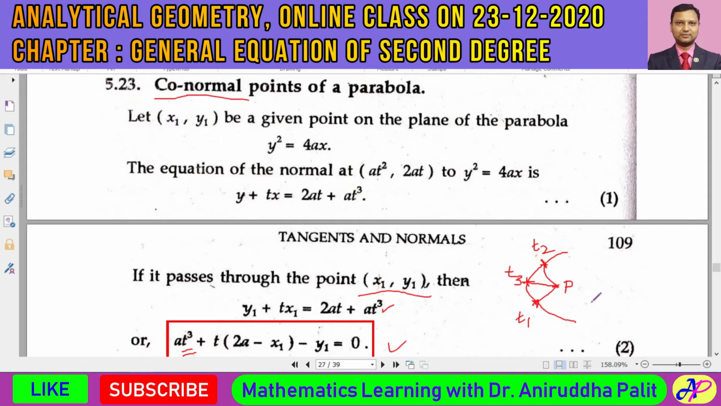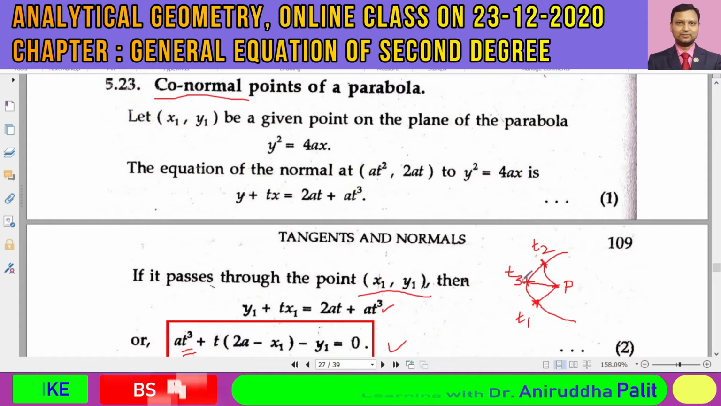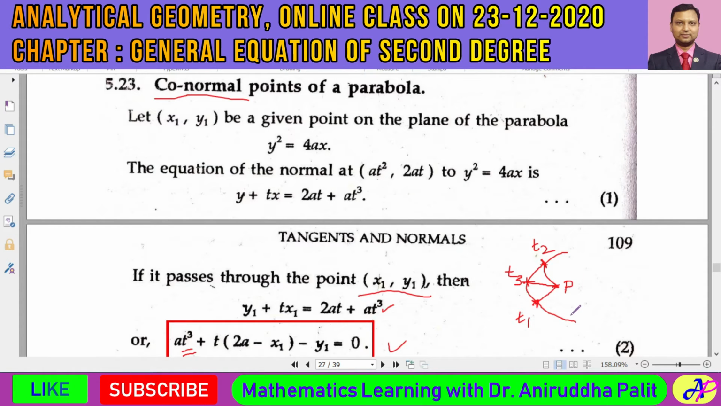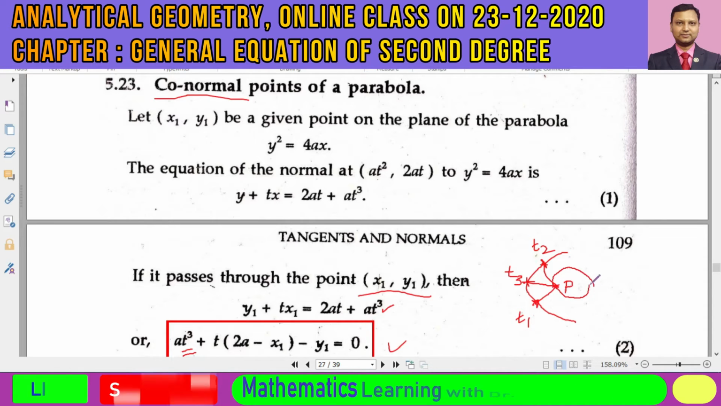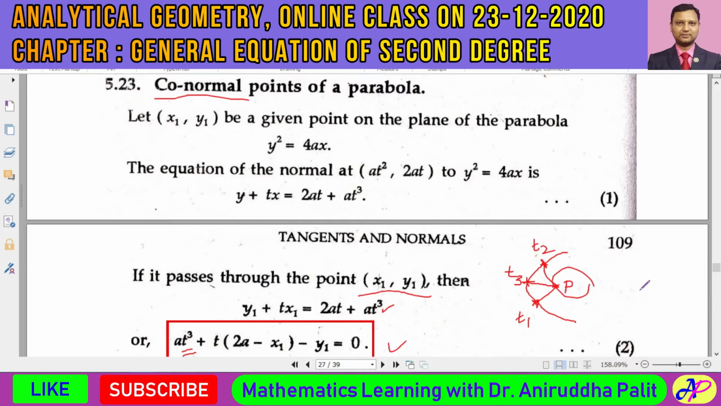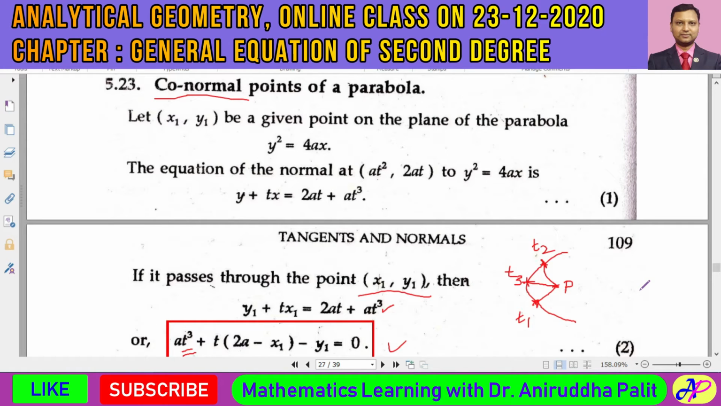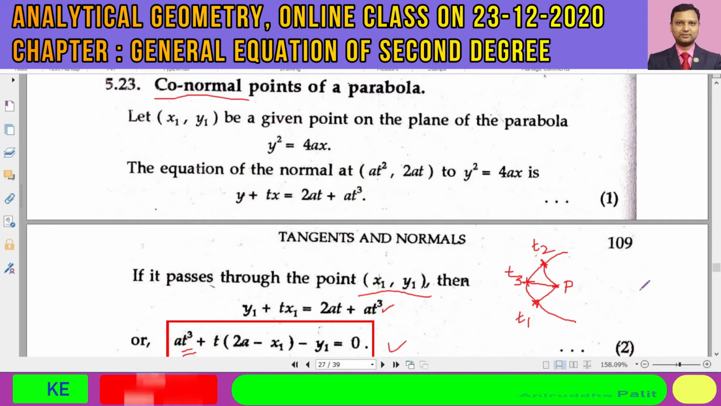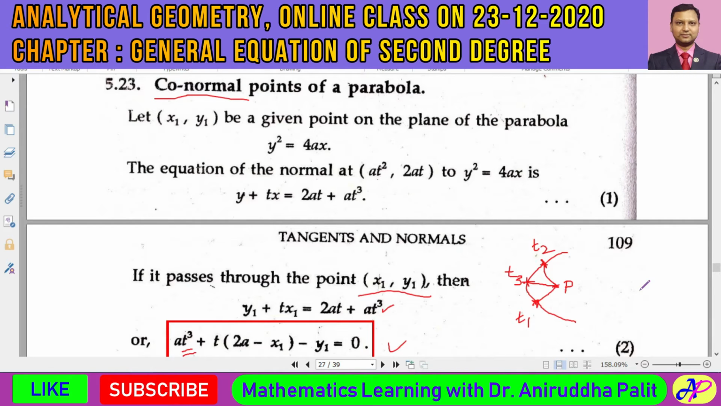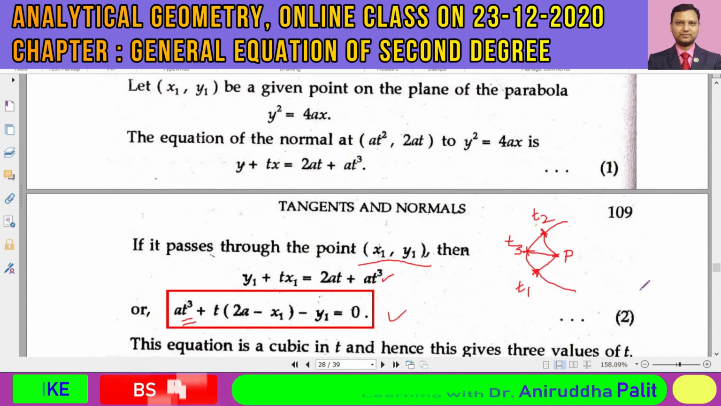So co-normal points are the points on the curve such that if we draw normals at those points, then all these normals must pass through a single point like P. This kind of points are called co-normal points. And over here, I have proved that a maximum of 3 normals can be drawn in case of a parabola.